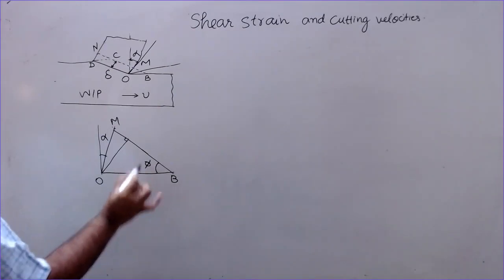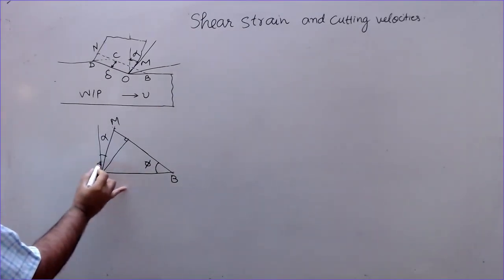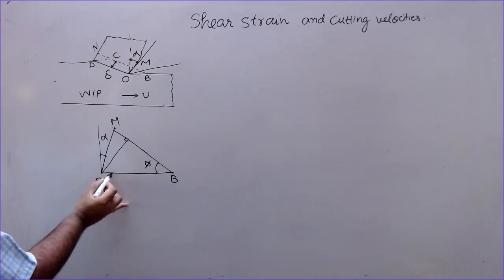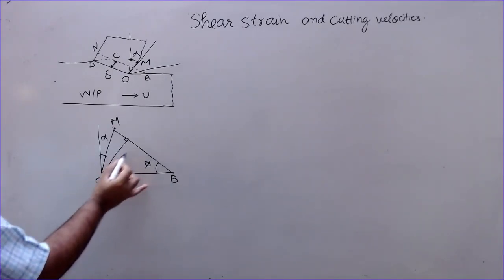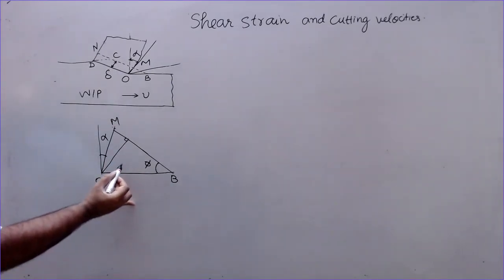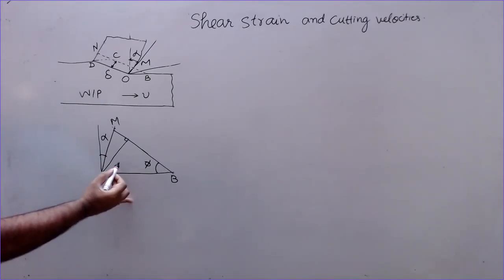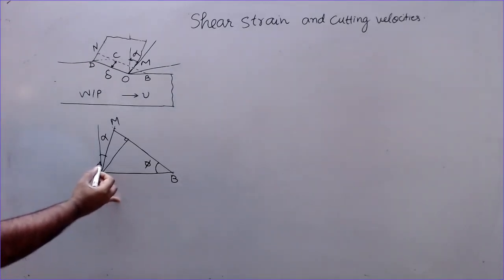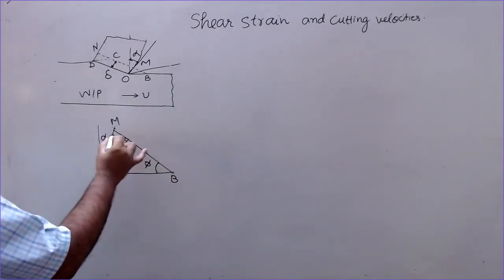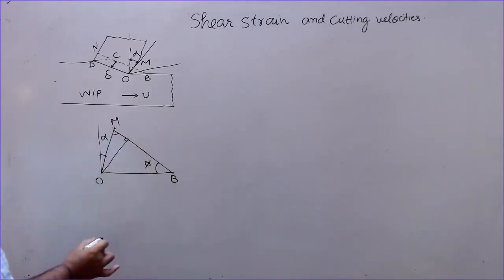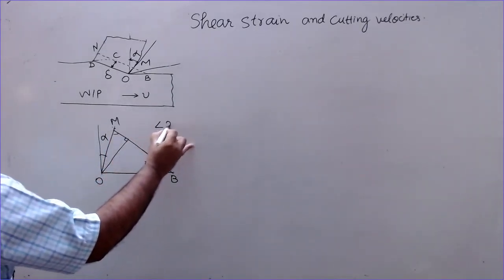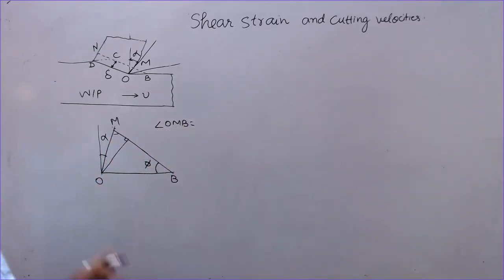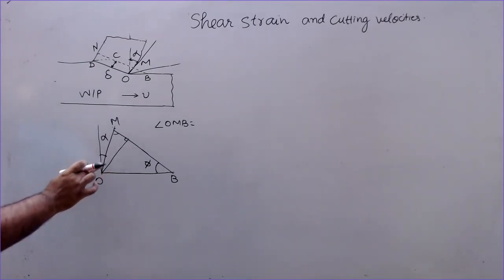So this angle is phi, the shear angle. So this angle will be 90 minus alpha, this is phi, this is 90, this is 90 minus phi. So you can write the angles accordingly. This angle OMB, I think this will be 90 plus alpha minus phi. OMB is 90 plus alpha minus phi. You can check it.